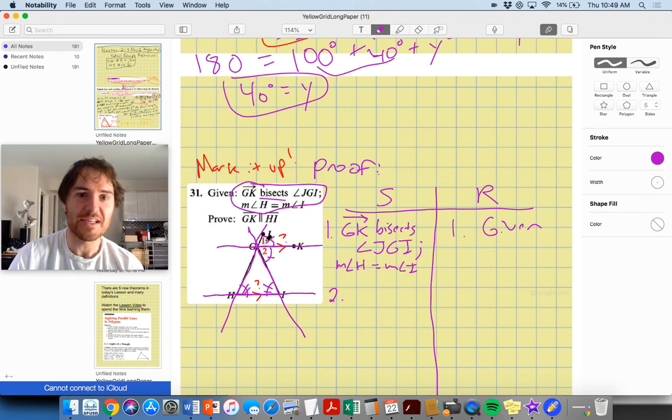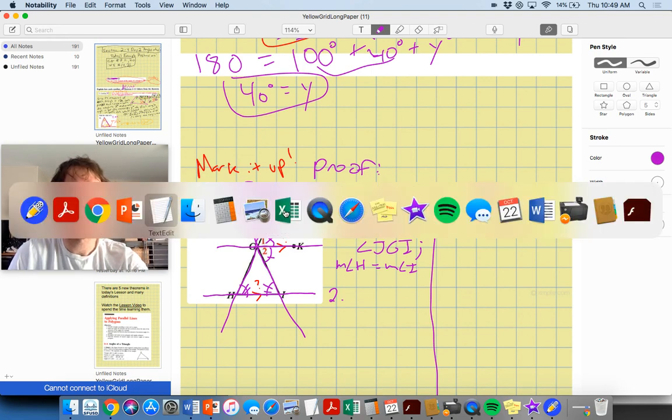Well, these aren't connecting. I remember even this one because it was actually a trickier problem than I thought it would be. JG bisects JGI, and H and I are congruent. So back to here, here's the section.